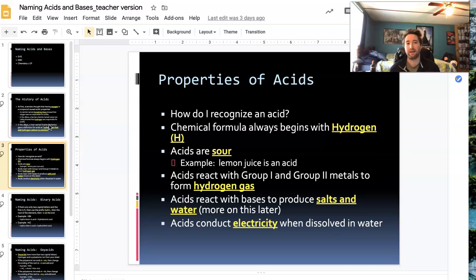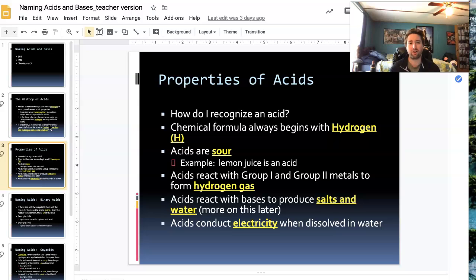So how do I recognize an acid? If you were to see a chemical formula for an acid, what would it look like? Most of the time, or about 98% of the time, it's going to start with H, or hydrogen. And acids are sour. If you like things like Sour Patch Kids, or the Sour Patch Straws, or Sour Skittles, then you probably know what I'm talking about. One of the main ingredients is oxalic acid, which is actually derived from a plant, and it makes things acidic or sour. Lemon juice is also an acid. Like I said earlier, soda is an acid. There's tons of stuff that are acids.